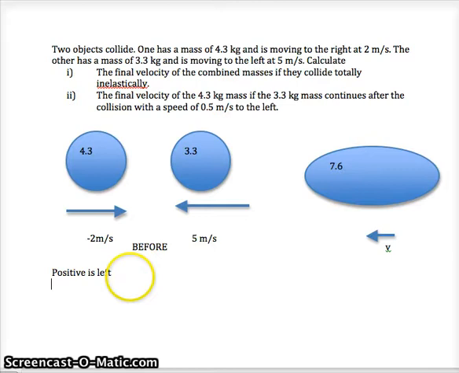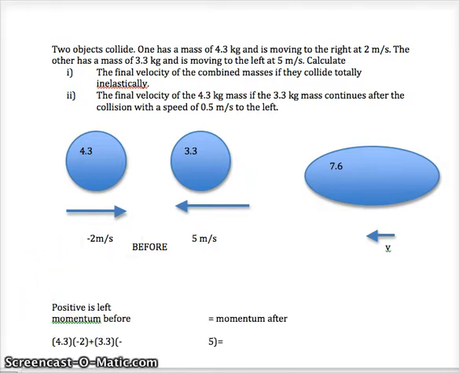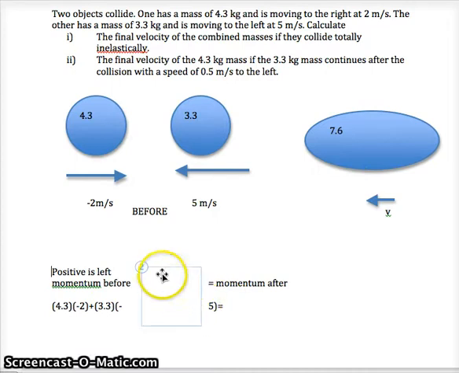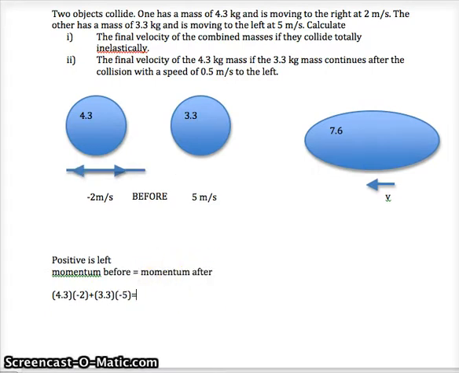Then we can use our equation, and that is that the momentum before equals the momentum after. So before the collision, we've got a mass of 4.3 times a speed of negative 2, plus a mass of 3.3 times the speed of negative 5, and that equals, I'll just move this down so you can see better, a mass of 7.6 times the speed of V. We don't know what V is. Sorry, this one is positive 5, it's not negative 5, there we are.